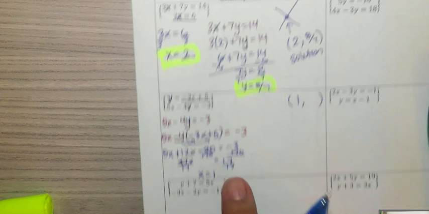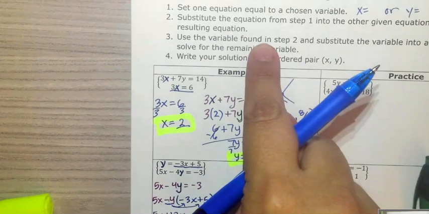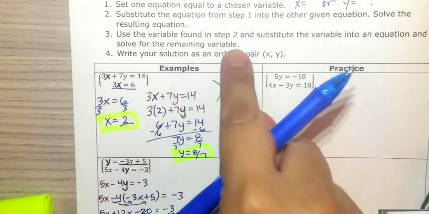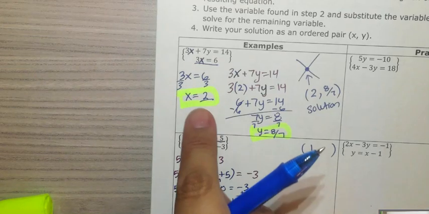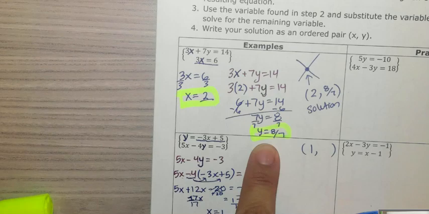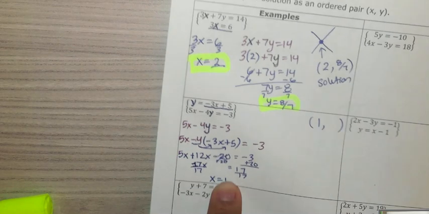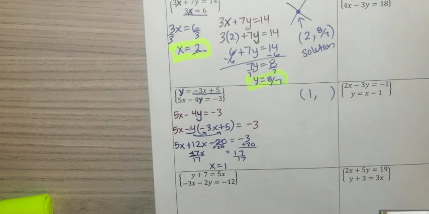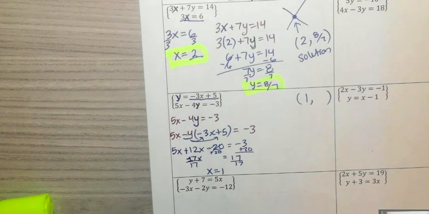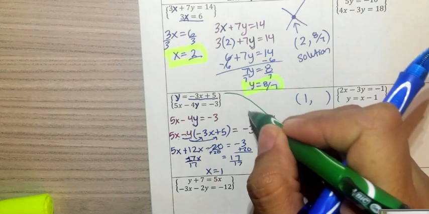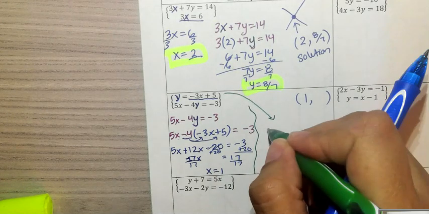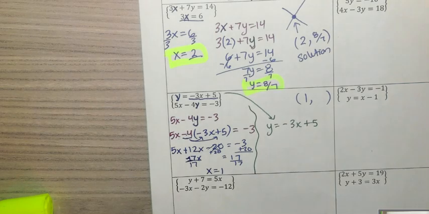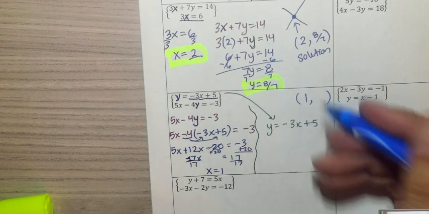To find the y value, we're going to use the variable found and substitute it into an equation and solve for the other variable. So just like we did here, we are going to now substitute this 1 into the other equation. So I'm going to copy down the first equation. I'll just draw a little line here to separate. And we are going to substitute the answer we got here for x.